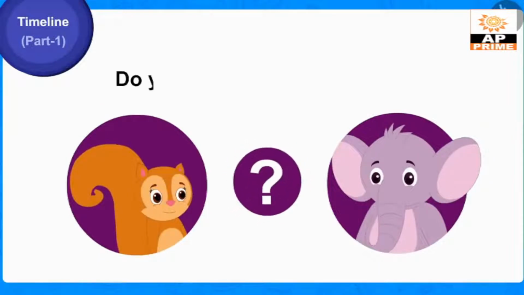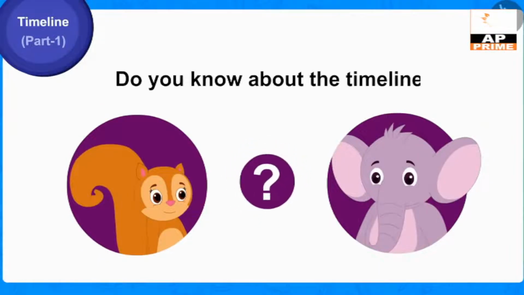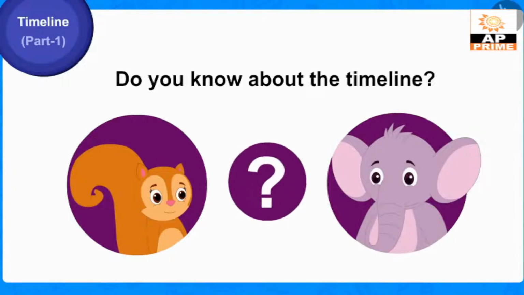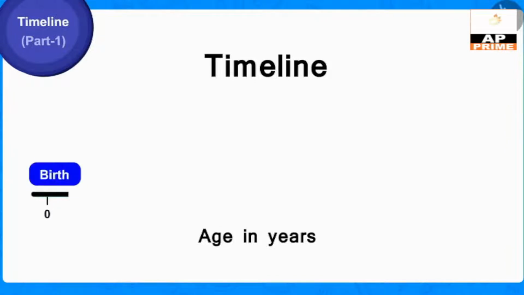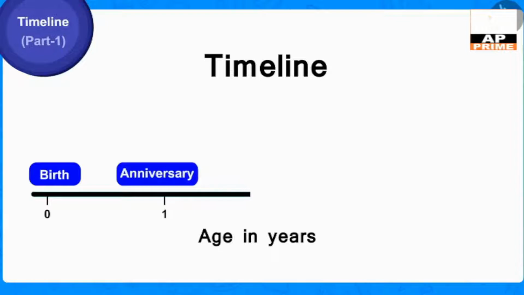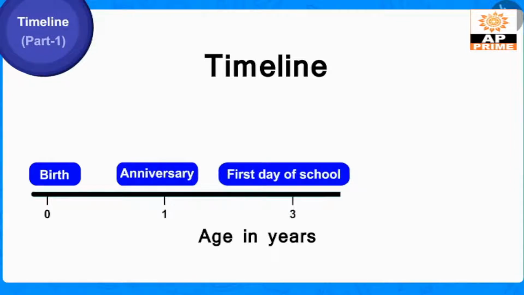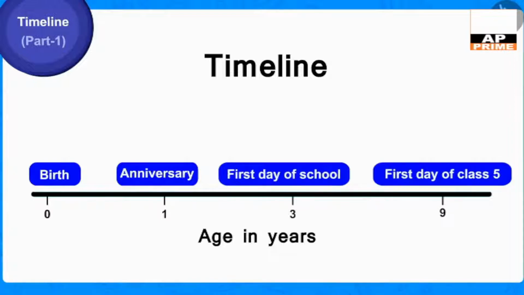Children, do you know about the timeline? No? That's all right. A timeline is a line on which we can depict the events that have happened in the life of any person in order of chronology.